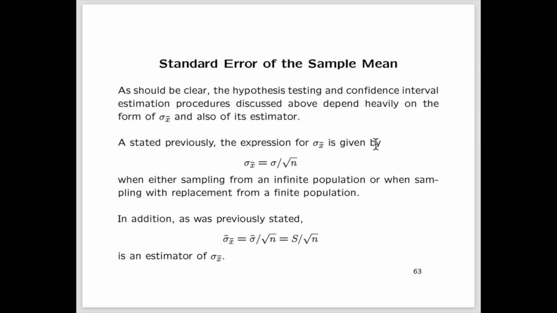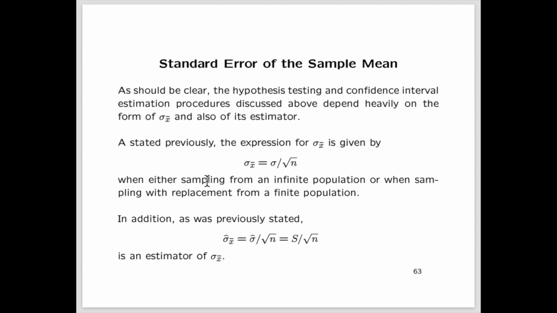Now, as should be clear, the hypothesis testing and confidence interval estimation procedures that we discussed thus far depend heavily on the form of the standard error of X bar and also of its estimator. So as stated previously, under IID random sampling, that is independent and identically distributed random sampling, the correct form for the standard error of X bar is given by sigma, the population standard deviation, over the square root of the sample size. So that's the true, the accurate expression for the standard error of X bar under IID random sampling.